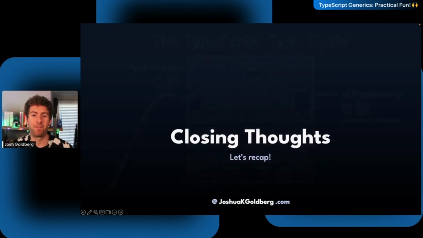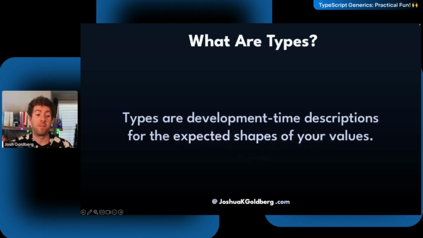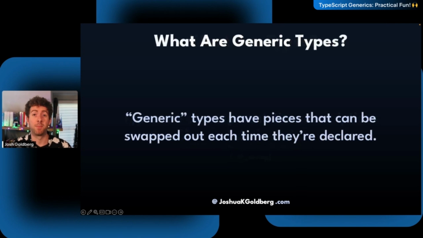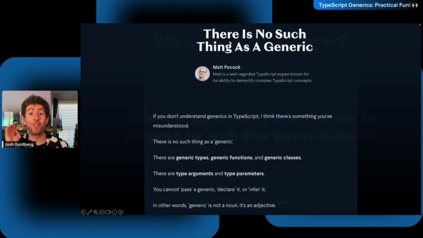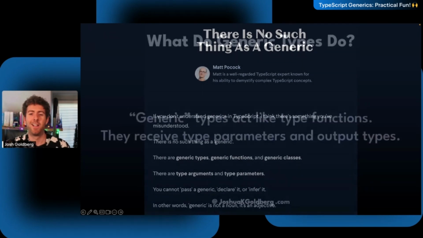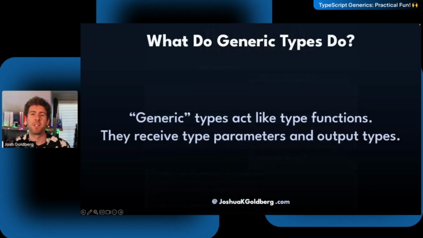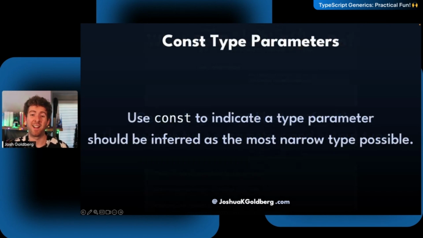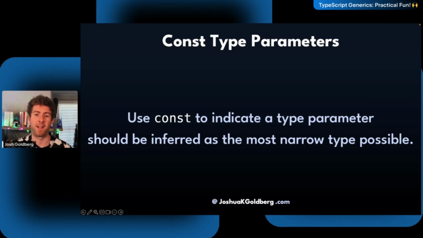Okay, let's recap for 20 seconds. I'm just going to blaze through these. If you are curious about types, they are development type descriptions for the expected shapes of your values. Generic types are those that have pieces that can be swapped out every time they're declared. There's no such thing as a generic. I use the term generics as the plural, but really type arguments are provided for type parameters. You can think of generics as like functions or type functions in the type system. Input types, output a type. A few features: you can use const to indicate a type parameter should be inferred as the most narrow type possible.